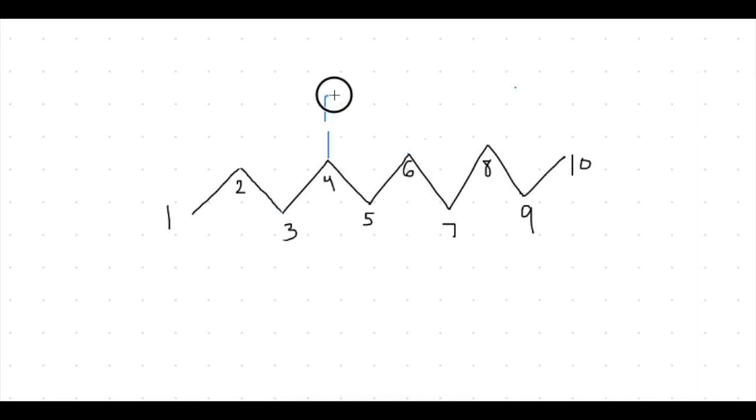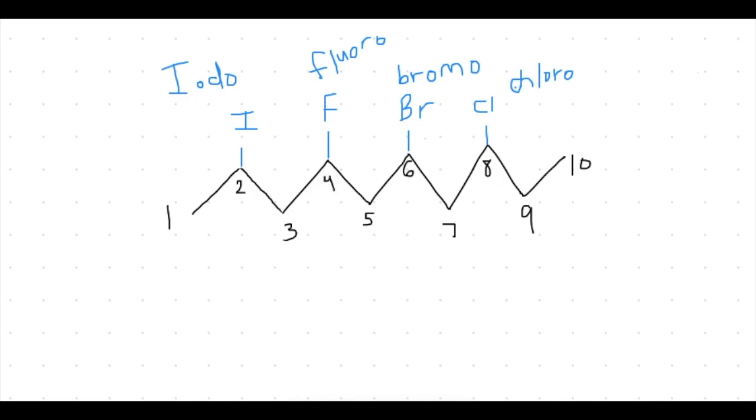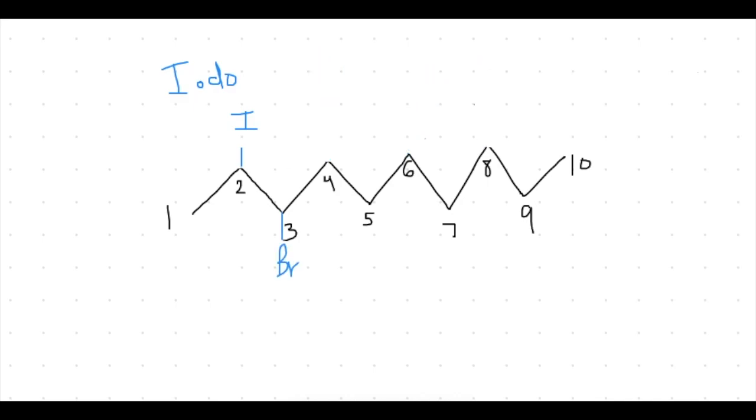Now say we have a fluorine, or a bromine, or a chlorine, or an iodine. When we have a halogen in our compound, such as iodine, fluorine, bromine, or chlorine, they are going to be named as iodo, fluoro, bromo, or chloro. So I'm going to try naming this shape if we have just an iodine and a bromine.